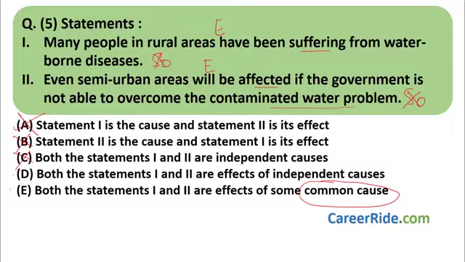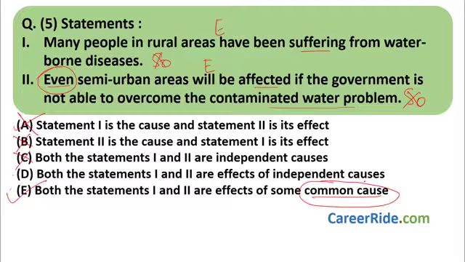Here there is another trick to understand. Here they have given that many people in rural areas are suffering from waterborne diseases, and the second statement starts with even semi-urban areas will be affected. So it must be related to the first statement. That means since both are related to water, plus the statement starts with the word even, it must be related to the first statement. That means it has a common cause. So answer is E. There is no independent cause over here.